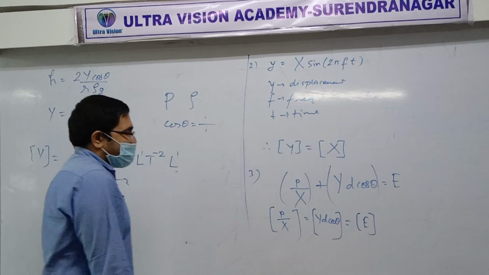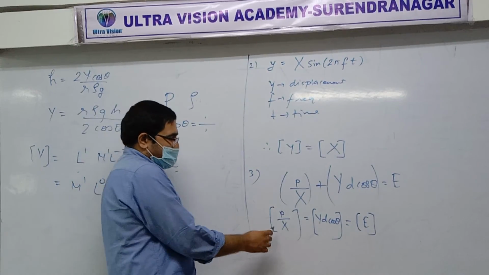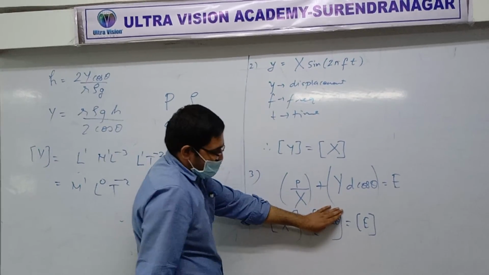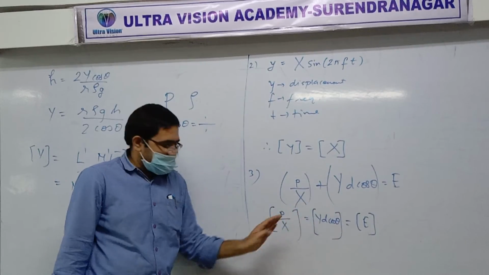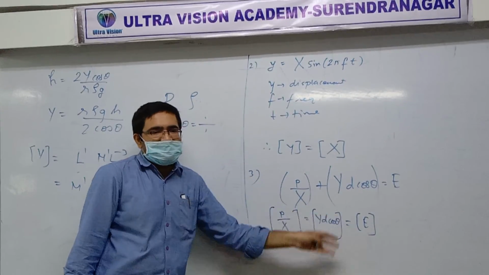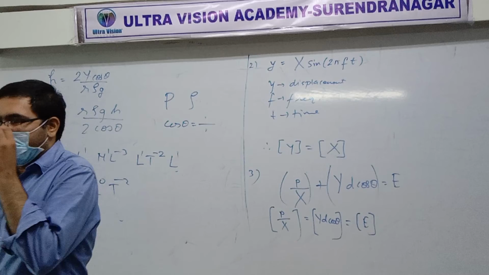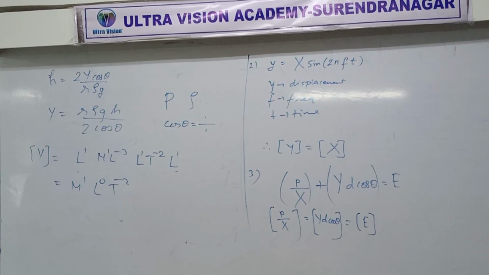Okay. So now we want to find X first. So ignore this Y d cos theta for Y. Just go from here to here. Put all dimensions. See what's the answer. Hurry up. P for momentum, and we want to find X. Be careful with the power.